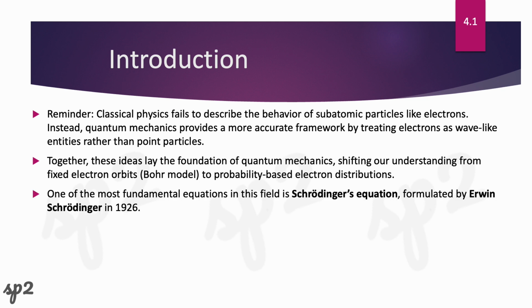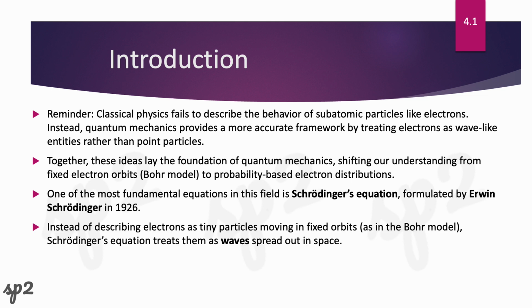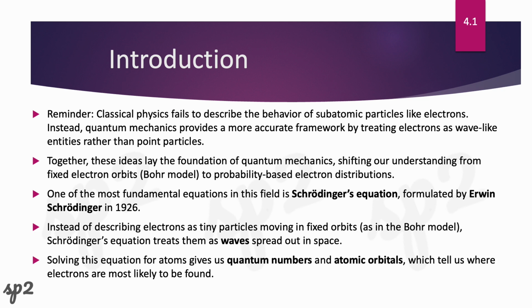One of the most fundamental equations in this field is known as Schrödinger's equation, which was formulated by Erwin Schrödinger in 1926. Now, we're not going to be looking at the equation by itself, but we're going to be focusing on how solving this equation helps us to understand the wave properties of the electrons. And that's exactly how we got to the quantum numbers and the atomic orbitals, which tell us where the electrons are most likely to be found.